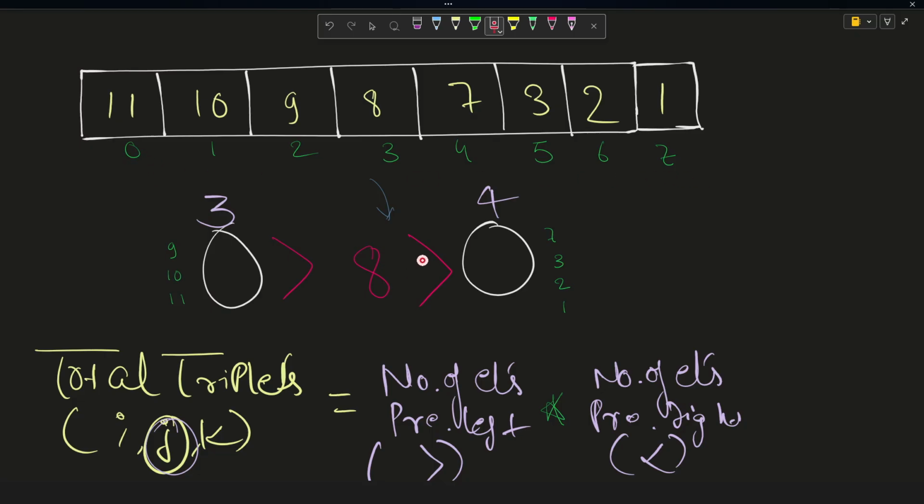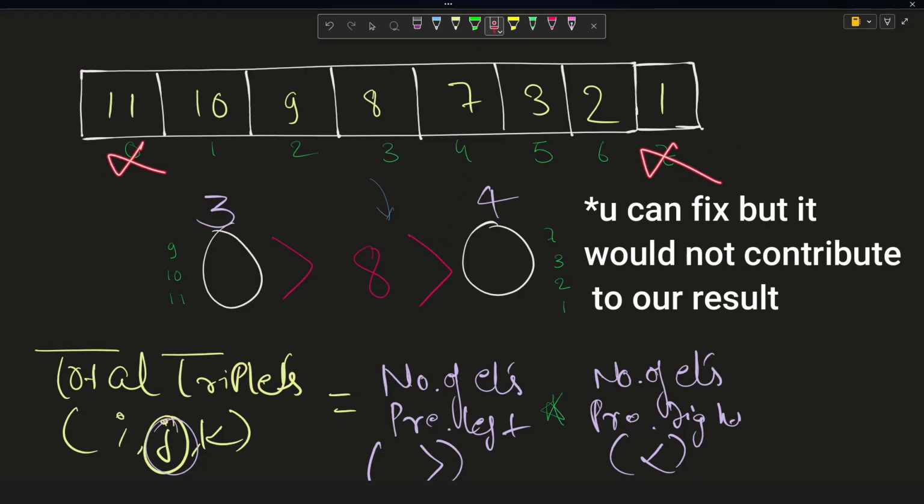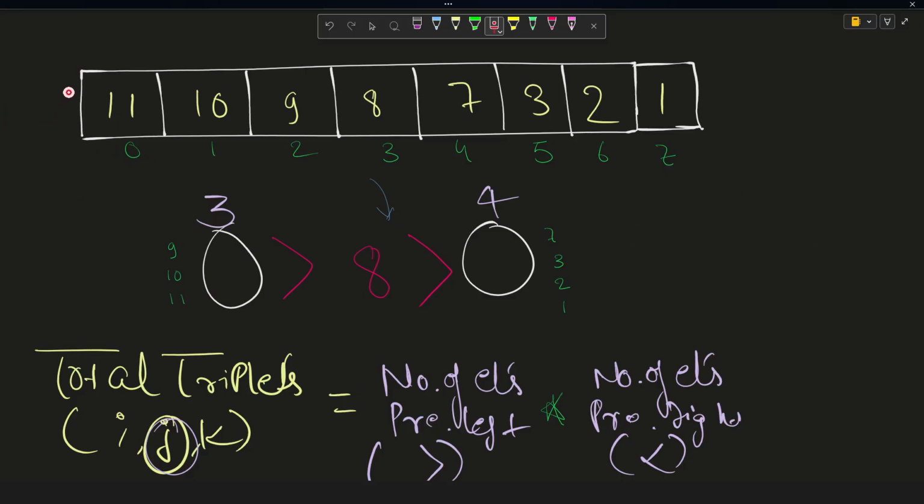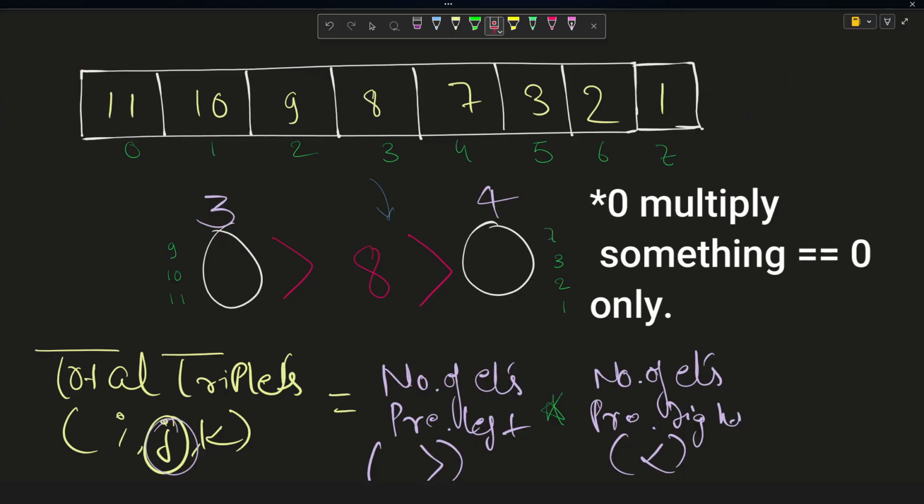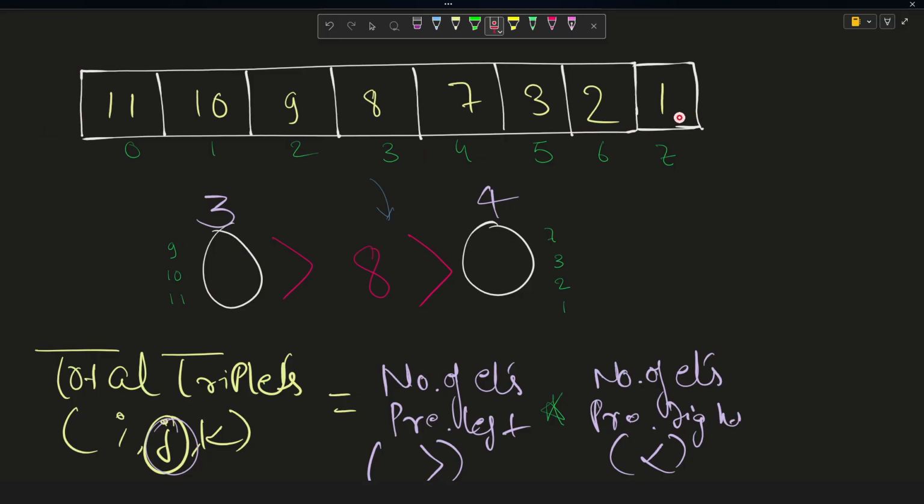But there is one very good thing to notice. You can never fix this 0 or this 7. Why? Because there is no element present on the left side of the 0th index, and similarly, there is no element present on the right side of the 7th index. So it is not useful to determine the number of greater elements on the left side, and similarly, it is not useful to determine the number of smaller elements on the right side.